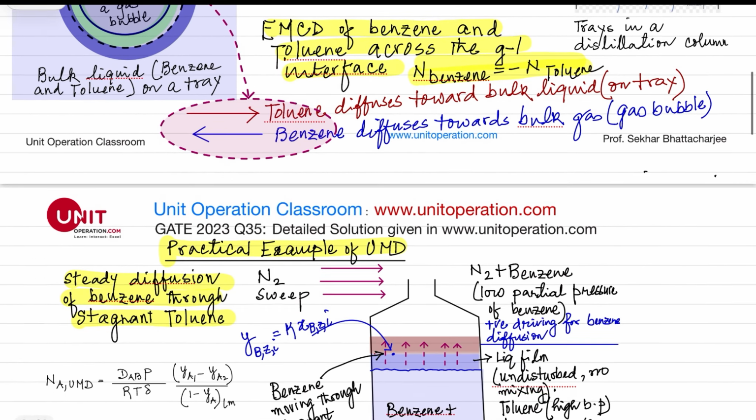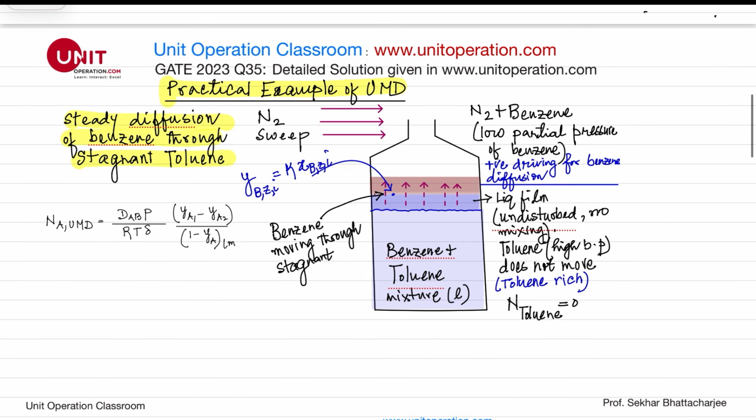Let us try to see, again with the same benzene and toluene, what could be an example of UMD. Let us say this is my tank here, and in this tank there's a benzene toluene mixture. There of course is going to be a very thin film of liquid, and there will be an interface here, and after that there is the gas film. Let us assume there is no disturbance here, so this gas film remains pretty much steady. And since toluene has a much higher boiling point, it does not move. Why does it not move?